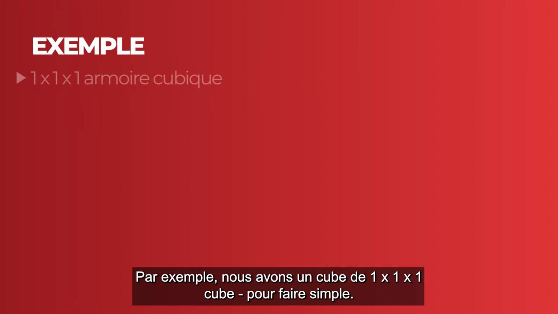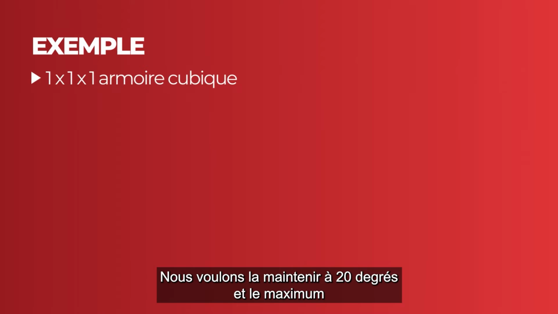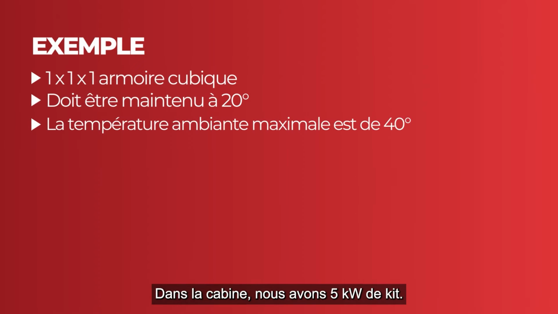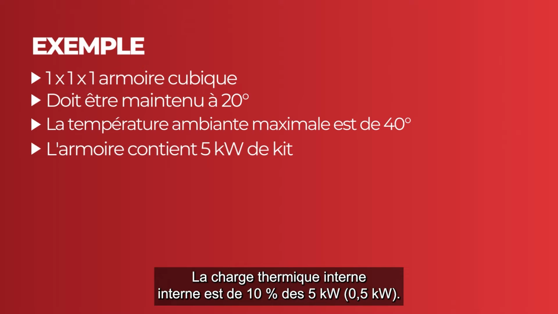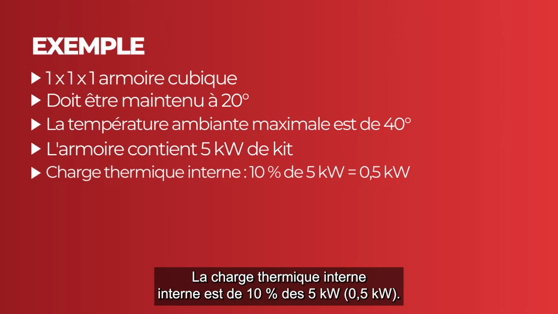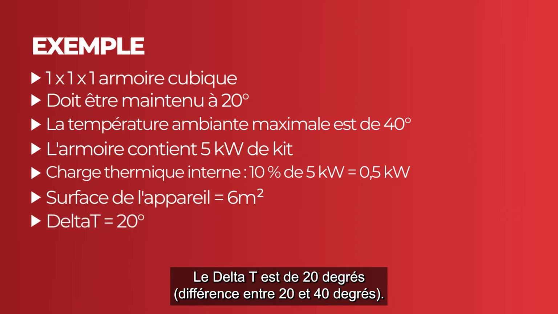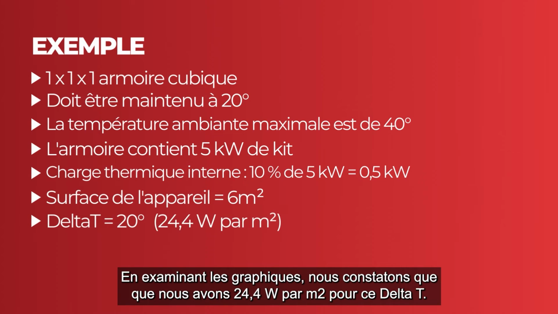So for example, we have a 1 by 1 by 1 cube cabinet, to keep it nice and simple. We want to keep it at 20 degrees and the maximum ambient temperature will be 40 degrees. And in the cabinet we have 5 kilowatts of kit. So the internal heat load is 10% of the 5 kilowatts of kit, 0.5 kilowatts. Surface area is 6 meters squared. We have the 6 sides of the 1 by 1 cube. The delta T is 20 degrees, the difference between 20 and 40 degrees. And then we're looking at the charts, we see we have 24.4 watts per meter squared for that delta T.